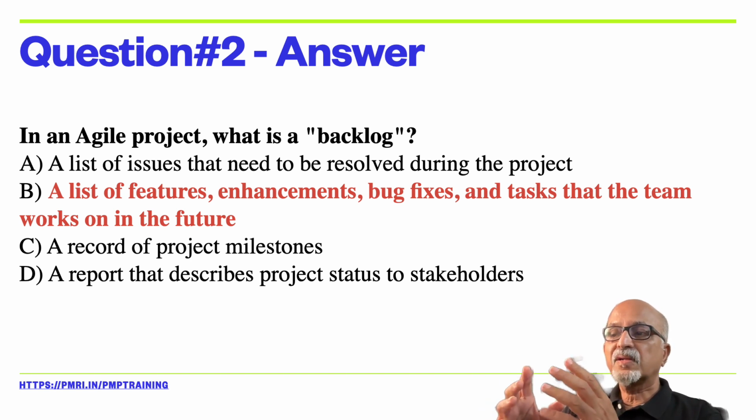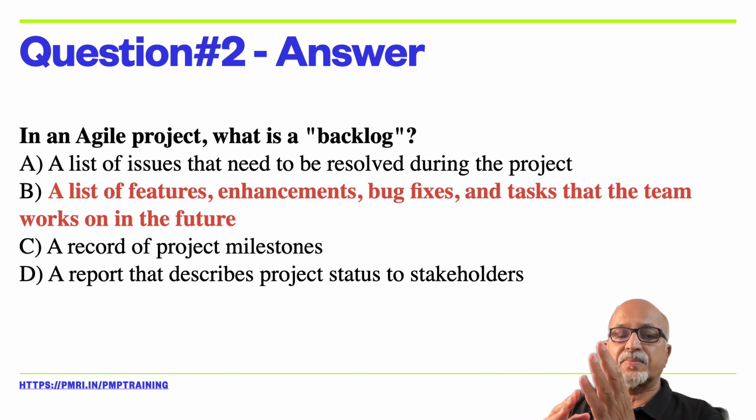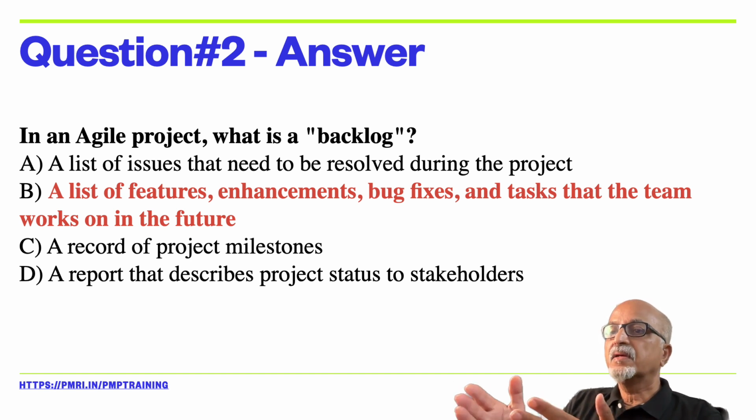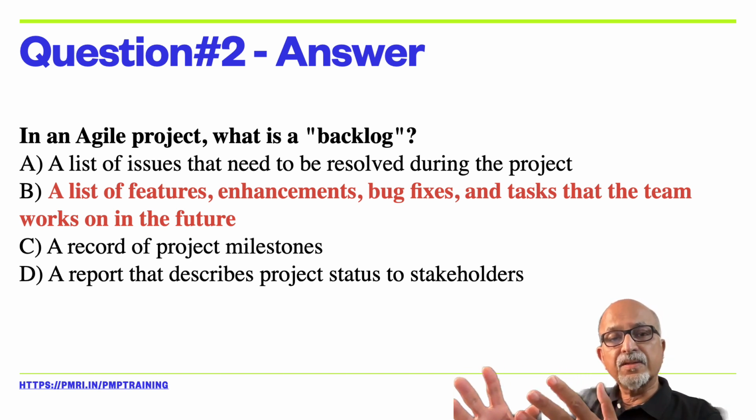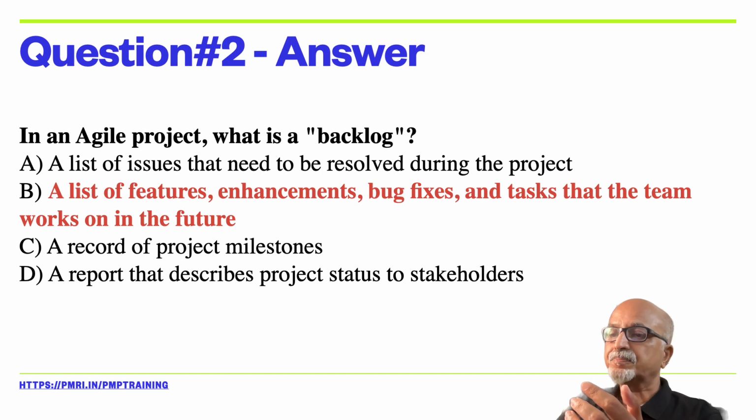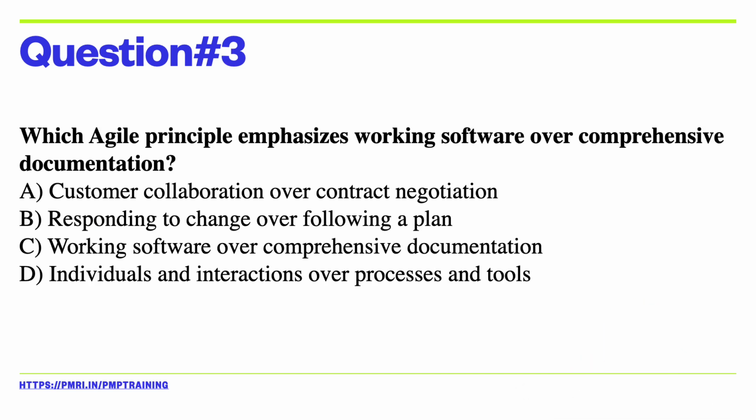So a backlog refers to two things, the product backlog and the sprint backlog. And it can be a list of features, enhancements, bug fixes, and tasks that the team works on in the future. Let us move on to question number 3.